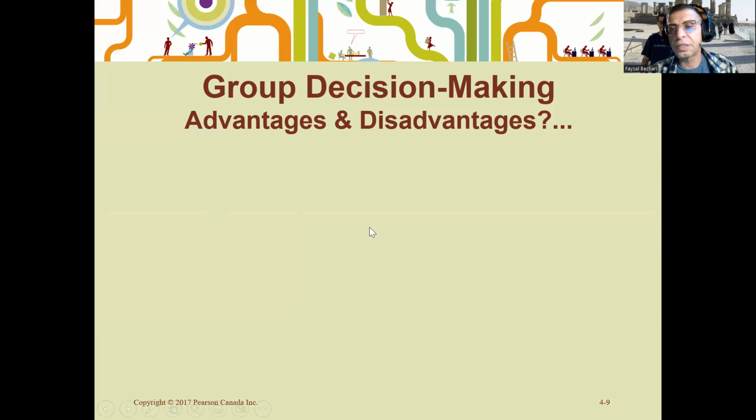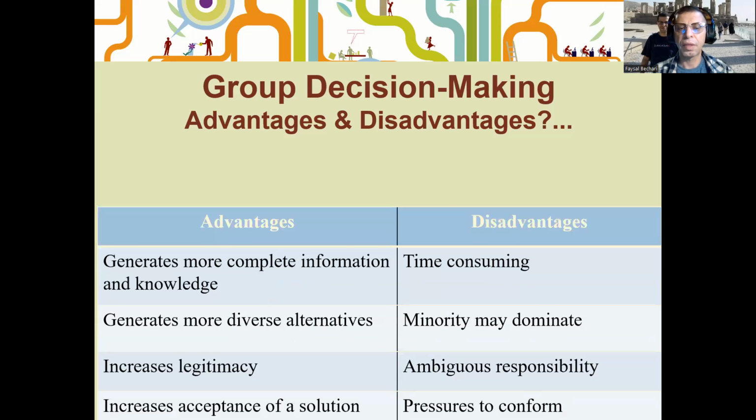Now, there is another thing that affects decision making, which is the advantage and disadvantage. We have individual decision making and we have group decision making. What's the advantage and disadvantage of group decision making?